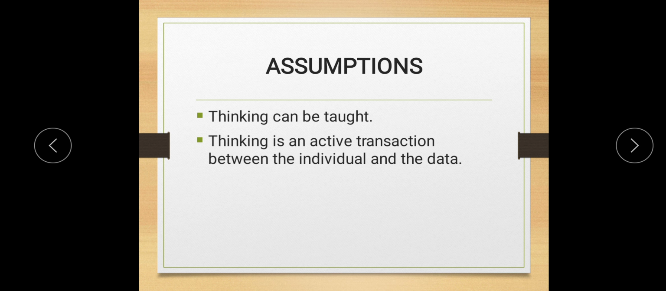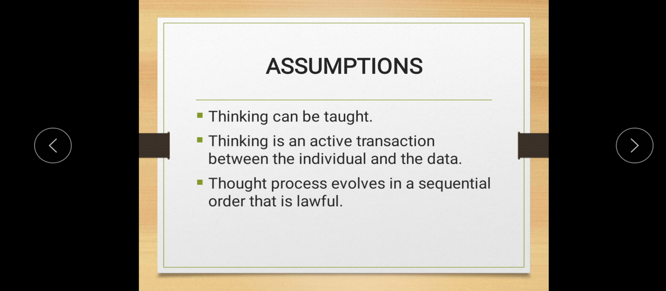So the same thing would happen with the data. When you look at data, you start thinking about it. There are various thoughts that will arise in your mind. Then the third point talks about thought process evolving in a sequential order that is lawful. As in, whenever you think, the thread of your thinking pattern would definitely be in a logical sequence, which will start from basic to a complex one. Okay, this point you will understand as we progress through the presentation.